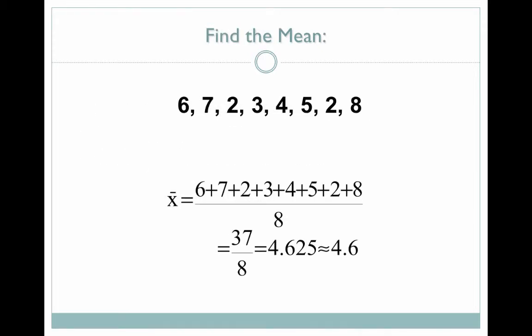So if we were to find the mean of this data set, we're going to add up all the values. So we do the 6 plus 7 plus 2 plus 3 plus 4 plus 5 plus 2 plus 8. So you get 37. We divide by 8, and it's equal to 4.625. Frequently, we follow the rule that the mean can be 1 more degree accurate than the actual observations, and so we would round to 4.6.